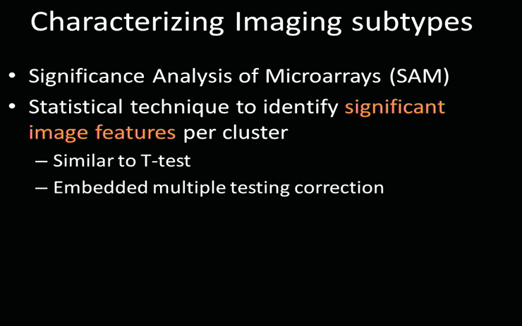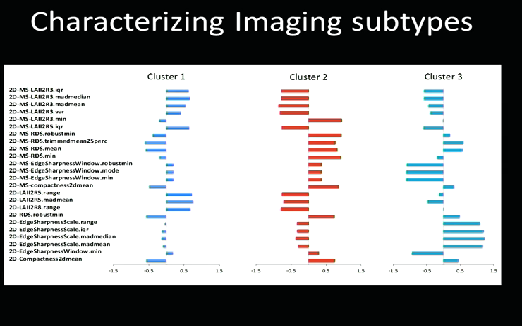Next, we wanted to figure out what is the meaning of these subtypes. Can we interpret these subtypes in a way that we can actually visualize it? And we used a modified t-test, which is called significance analysis of microarrays, to verify which image features are essentially characterizing each of these 3 subtypes. And this is a visualization of the results. So here you can see in the rows, these are image features that were extracted from these patients, and the 3 clusters, and how important each feature is to determine each cluster.